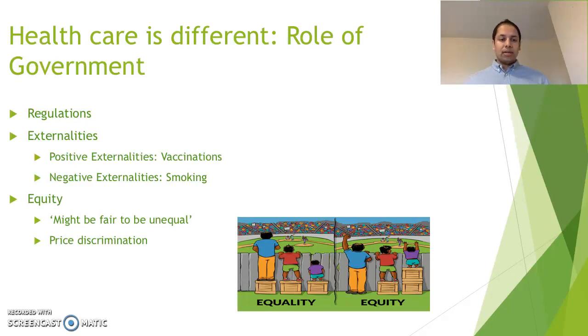So there is price discrimination, which, in my opinion, is a good thing in healthcare. If we look at a country like Germany, where you have to pay 15% of your income for health insurance, half of it is paid by you, and half of it is covered by the employer. So a person earning 1,000 euro in a month ends up paying less than a person earning 10,000 in a month, which is a fair system, where we can say that it might be fair to be unequal.